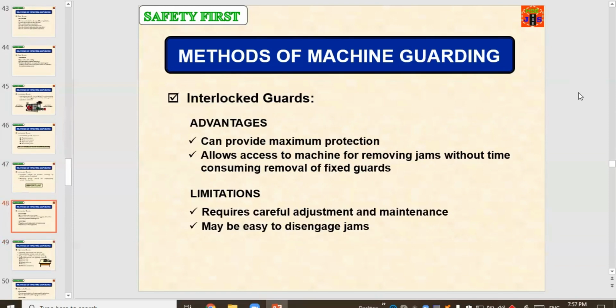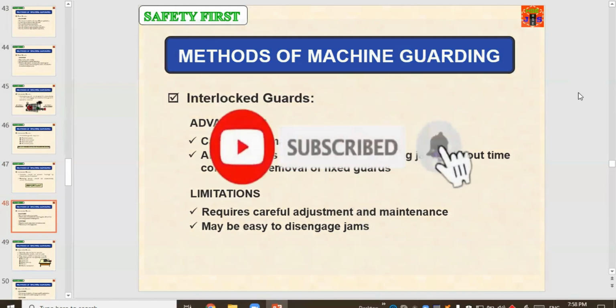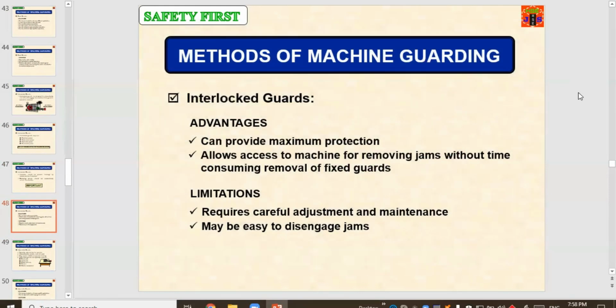Let us look at the advantages of interlocked guards: they can provide maximum protection and allow access to the machine for removing jams without time-consuming removal of fixed guards. The disadvantages or limitations of interlocked guards are: they require careful adjustment and maintenance, and they may be easy to disengage.